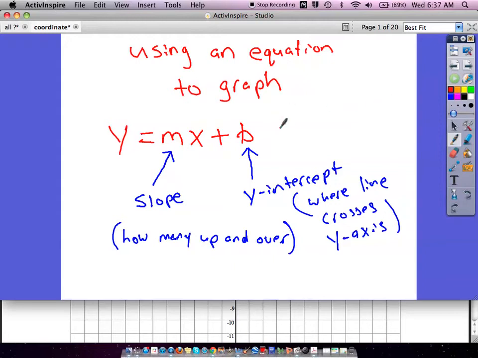And what's nice about this is once you figure this out, when you graph these, you no longer have to make those T-charts. I mean, you still can, but we can just go straight off of what our equation actually says here.